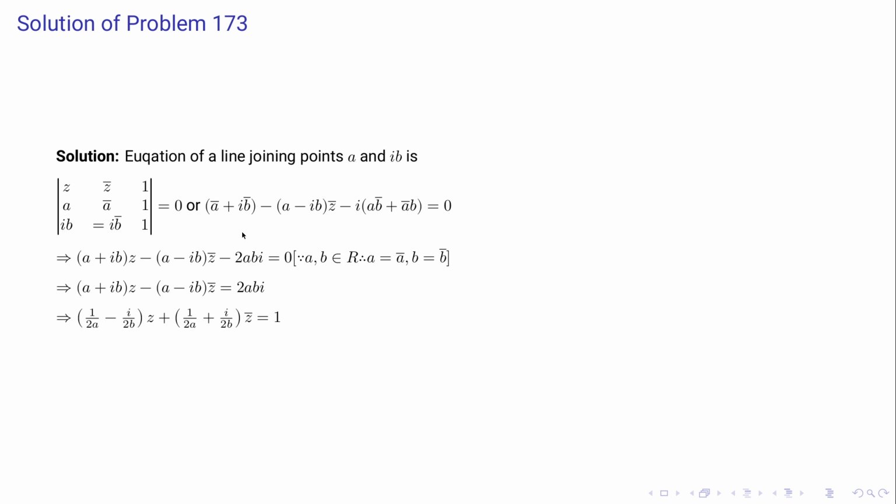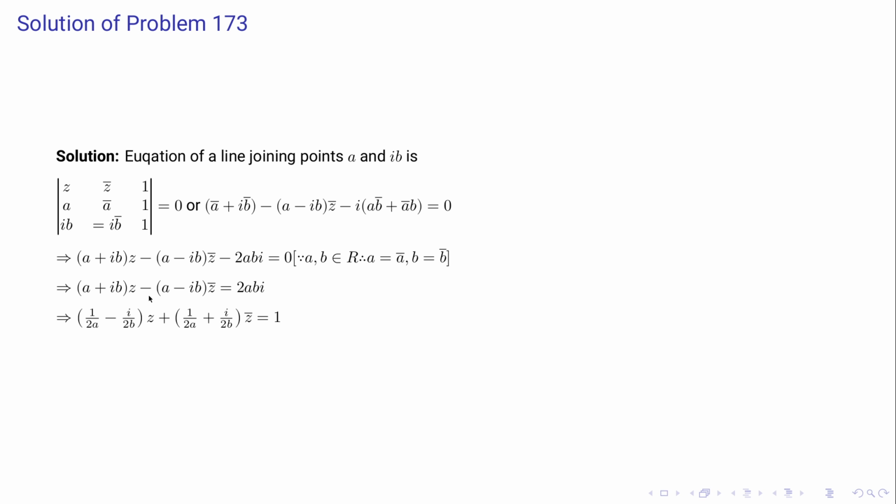When we evaluate this determinant, we get the equation as (A bar plus iB bar minus A minus B) into Z bar. There should be Z here, this should be with Z. Minus i into (A B bar plus A bar B) is equal to 0. That is (A plus iB) into Z minus (A minus B) Z bar minus 2ABi. Now you see that this is equal to 0 because A is equal to A bar and B is equal to B bar, because both are real. That's how we have come to this equation.